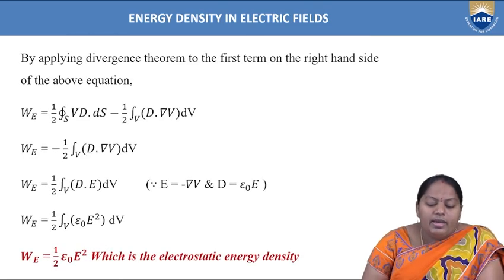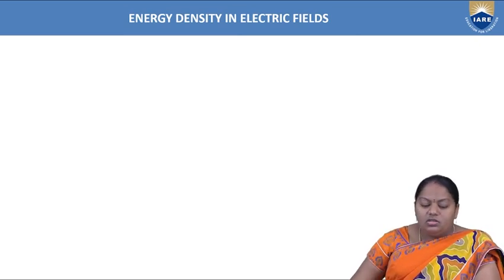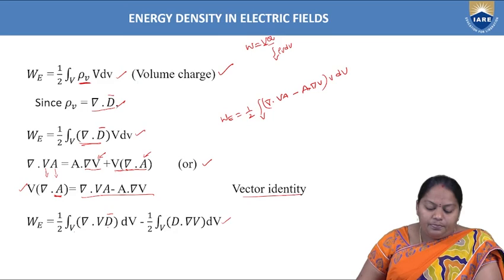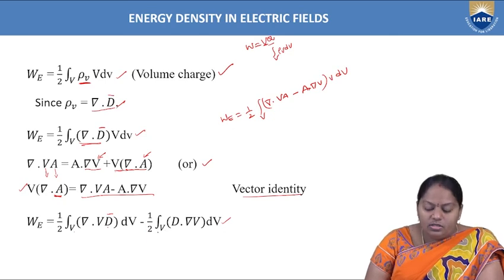Okay. So now, by applying the divergence theorem to the first term on the right hand side of the above equation. So what is there on the right hand side of that equation? 1 by 2 integral V del dot Vd dV minus 1 by 2 integral V d dot del V dV.